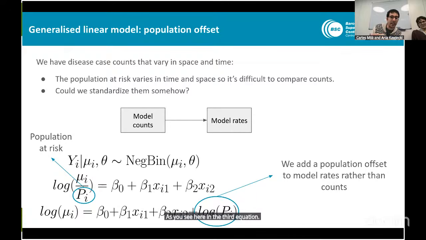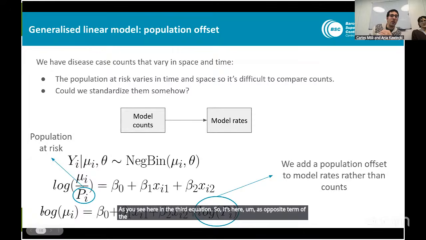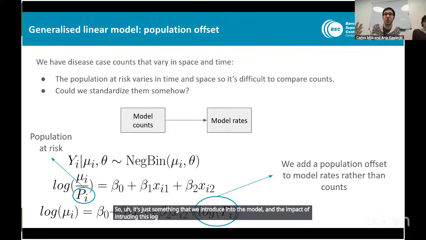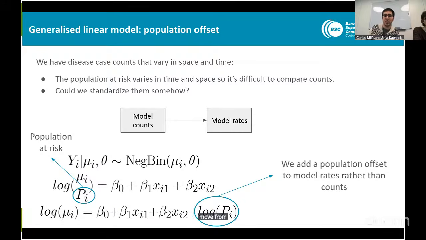So it's here as a positive term of the population. So the log of the mean stays the same. This equation until here stays the same as we had before, but we add this term. Note that this term doesn't have any coefficients. So it's just something that we introduce into the model, and the impact of introducing this offset, which is the log of the population, makes us move from modeling counts to modeling disease rates.